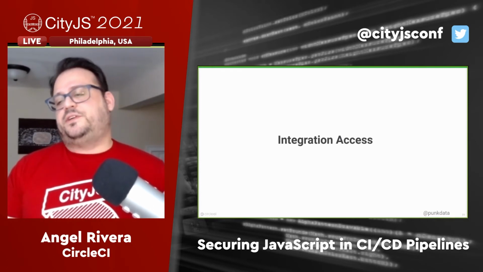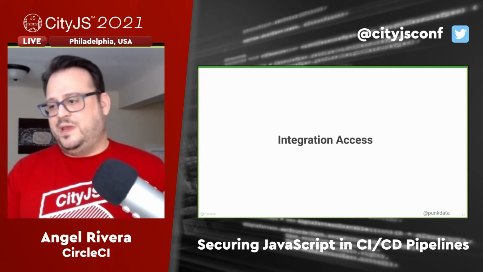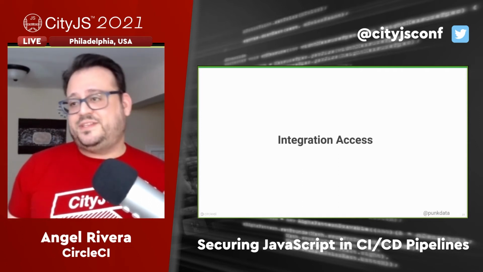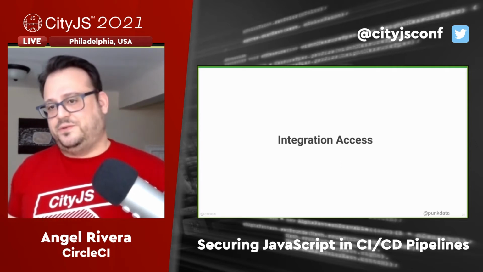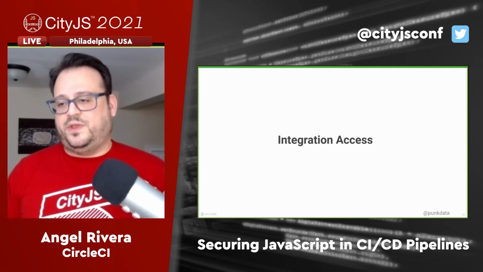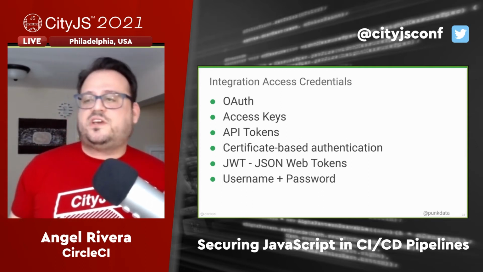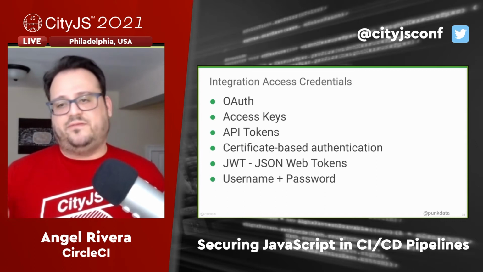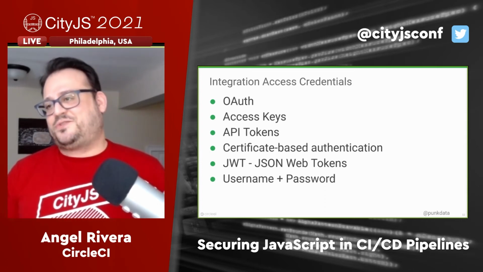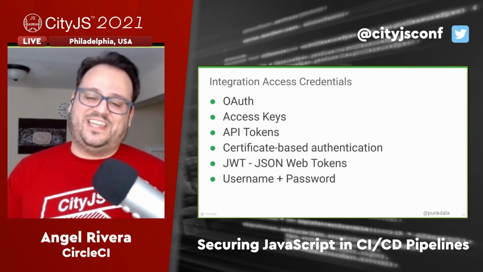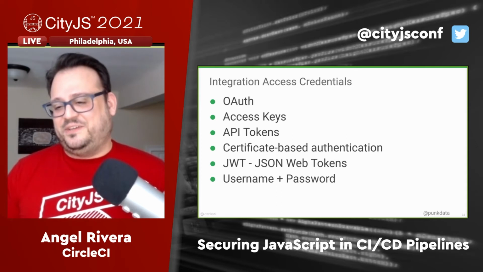So with all those integrations within our pipelines, they require access, right? There's no way around it. Unless you control the service, even then you still have to gate those resources with access credentials, right? And those credentials come in many, many forms, right? So we have obviously OAuth. And this is a JavaScript group, so the JWT, JSON Web Tokens, those are really important, I'm sure that you deal with them often.